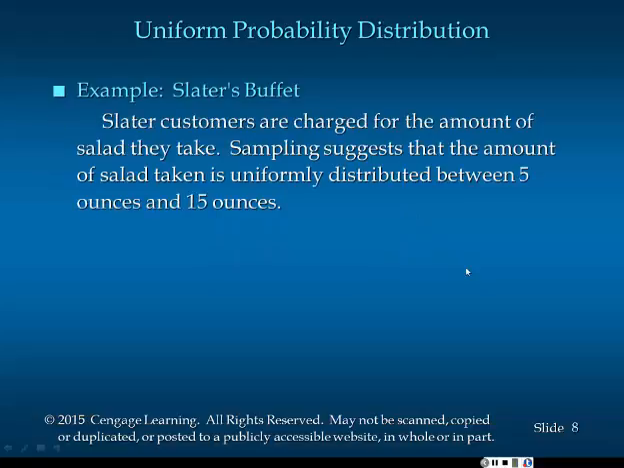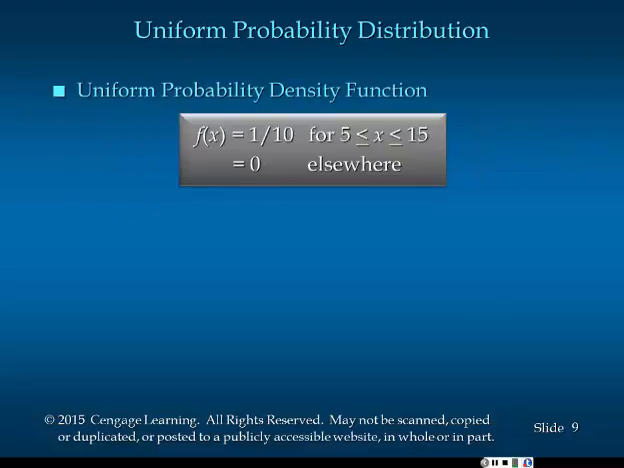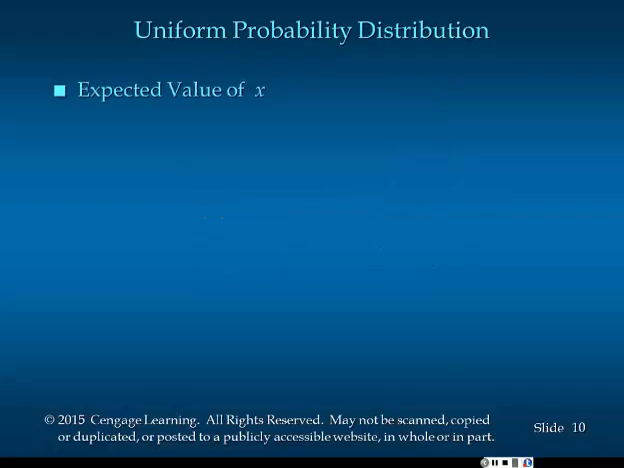Here's one example. Slater customers are charged for the amount of salad they take. Sampling suggests that the amount of salad taken is uniformly distributed between 5 ounces and 15 ounces. So in other words, our endpoints here are going to be 15 for b and 5 for a. Since that's true, our density function has to be 1 over 10. That's 1 over b minus a. And x is going to be the amount of salad taken.